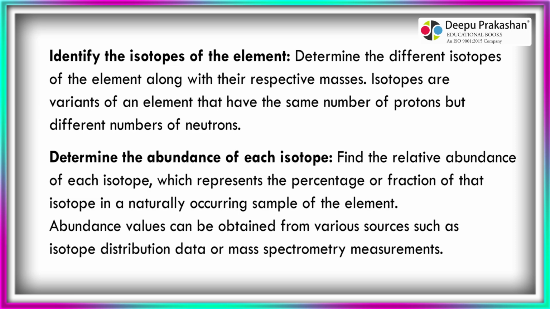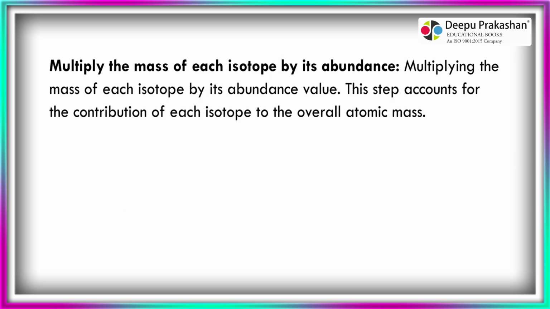Find the relative abundance of each isotope, which represents the percentage or fraction of that isotope in a naturally occurring sample of the element. Abundance values can be obtained from various sources such as isotope distribution data or mass spectrometry measurements. Step 3: Multiply the mass of each isotope by its abundance. Multiplying the mass of each isotope by its abundance value accounts for the contribution of each isotope to the overall atomic mass.